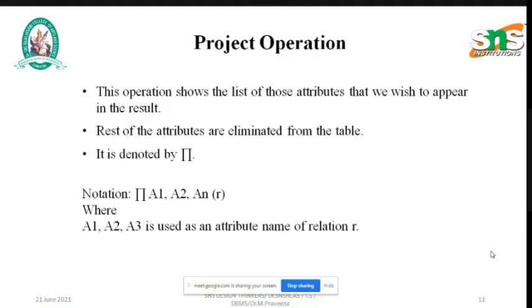Then it is denoted by pi. This notation is pi a1, a2, until an. There can be a number of attributes that is given as a1, a2 and up to an. These are the attributes within the relation. Mainly the project operation is used to project the particular attributes which we want to visualize in the output. Other things will be hidden here.